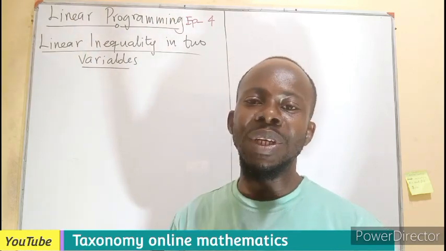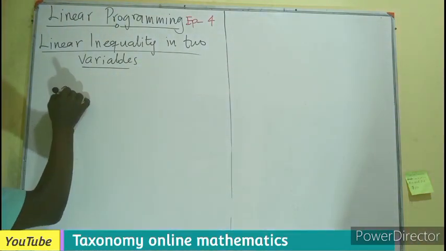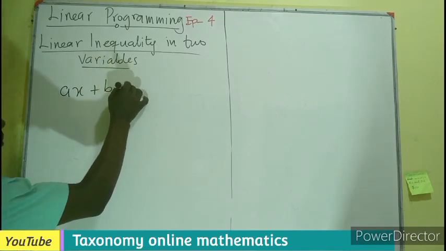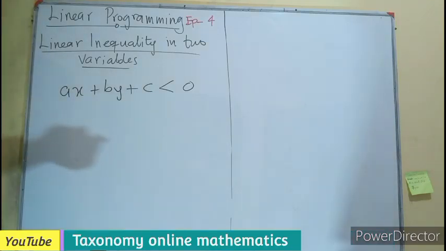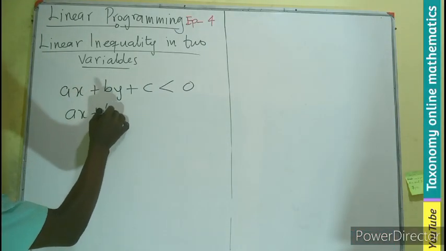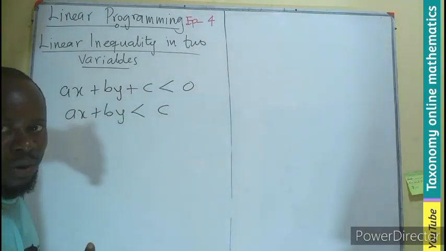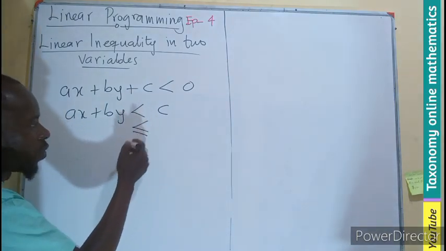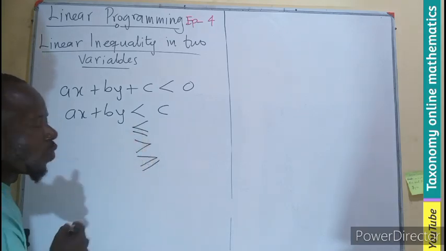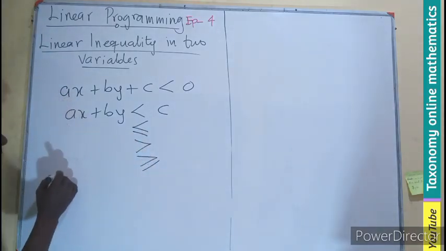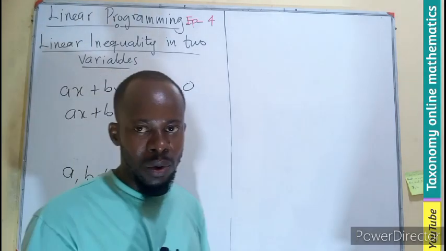So if a linear inequality involves two variables, then it's going to be in this form: ax plus by plus c less than, or equal to 0 if possible, or ax plus by less than c. This less than can also be replaced with less than or equal to. It can also be replaced with greater than or equal to. Now, a and b cannot be equal to 0, because we are looking for two variables.